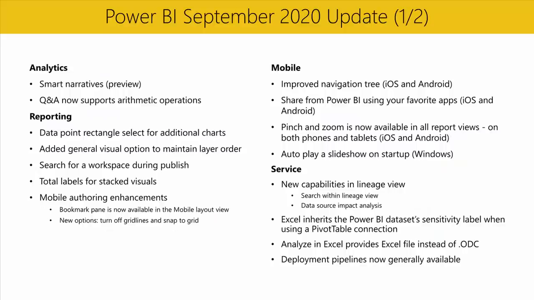We have a variety of updates for you in the service section. First, we're excited to announce 2 new capabilities within Lineage View. One is a new search functionality. By using the search box or the Control F hotkey, you can now search across all content in your workspace to find items in the graph, view their lineage, and explore their metadata.